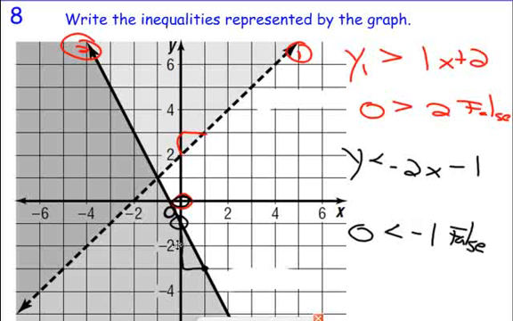Notice it's shaded on the other side of the origin. We have a solid line, so the only thing we have to add in here is we have to make the less than or equal to. That's as tough as it gets.